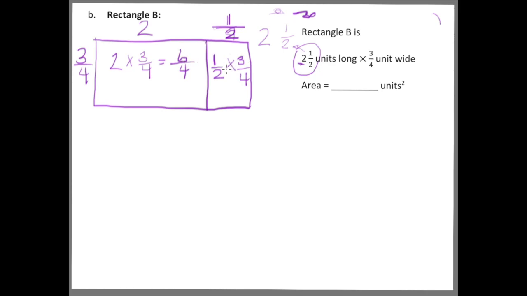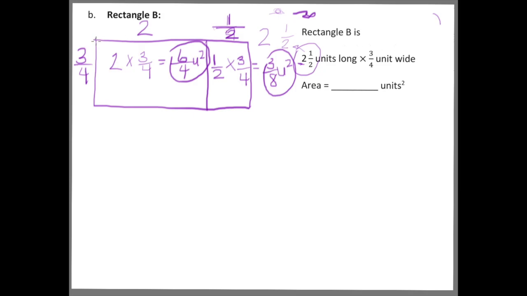Let's see what's going on inside this rectangle. We have 1/2 times 3/4. We'll multiply the tops first. 1 times 3 is 3, and then 2 times 4 is 8. I'm sorry, I'm not labeling my units. Bad, Mrs. C. The area of the larger rectangle is 6/4 units squared. The area of this secondary rectangle is 3/8 units squared. So what we have here are 2 partial products, or 2 areas. In order to find out the total area, let's switch colors.